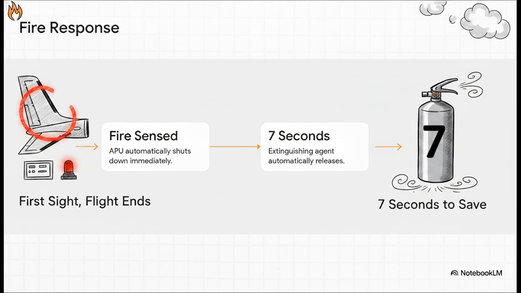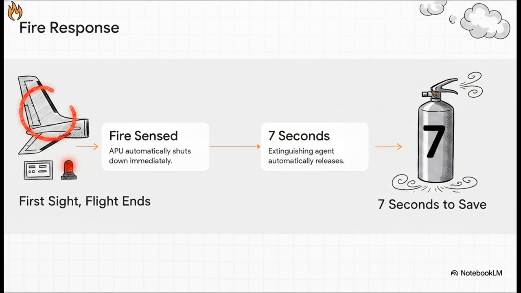Now, if a fire actually occurs, the automatic response is absolute. Imagine the Q400 tail cone with the APU hot section loop sensor glowing red. When that sensor detects a fire, the APU automatically and immediately shuts down. Think of it as first sight, flight ends. At the very first sign of fire, the APU stops running.